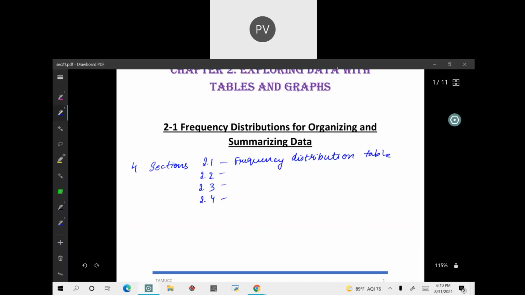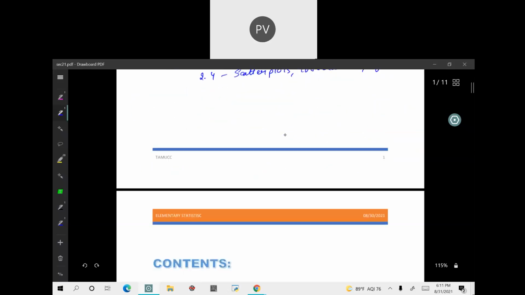In section 2.2 we will study about histograms, and in 2.3 we will study about graphs, and in 2.4 we will be studying about scatter plots, correlation and regression. Okay, so let's get started.